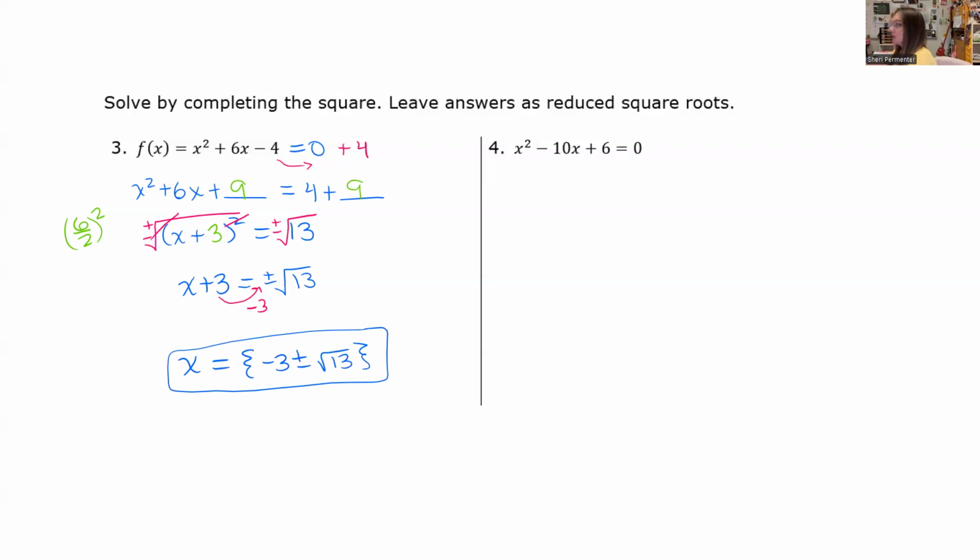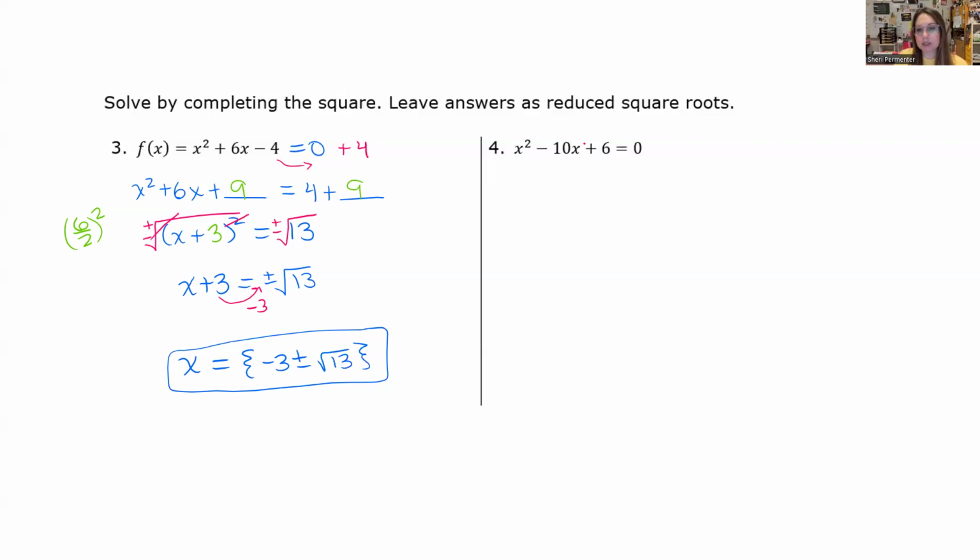So this is completing the square to solve. My next problem, it's going to solve the same way. I'm going to complete the square. And one reason I might complete the square is because I can't think of something that I can multiply to make 6 that I could add or subtract to make -10. There's nothing that multiplies to make 6 that adds or subtracts to make 10. So I'm going to complete the square.